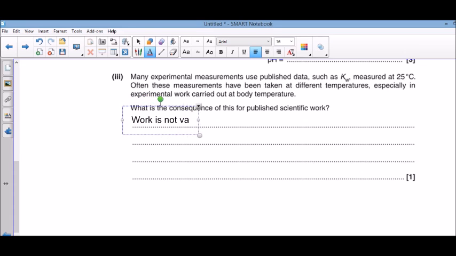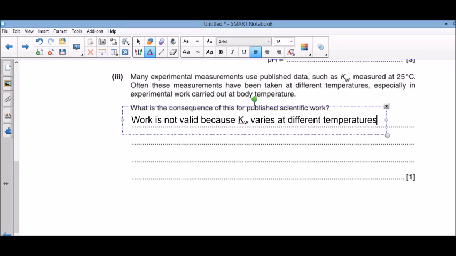is not valid. Okay, because if you are using a quoted value at one temperature but you're measuring at a different temperature, then that invalidates your work. And then you need to say because Kw varies at different temperatures. Okay, so Kw is temperature dependent, so you cannot use a quoted value for 25 and then do your work at 37, because that will invalidate your work.